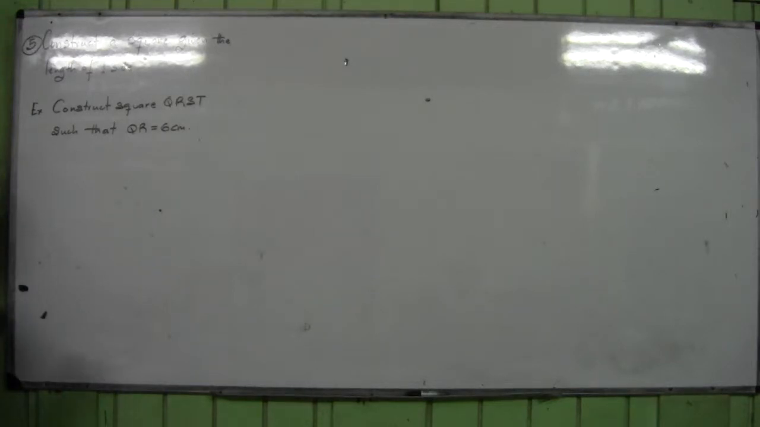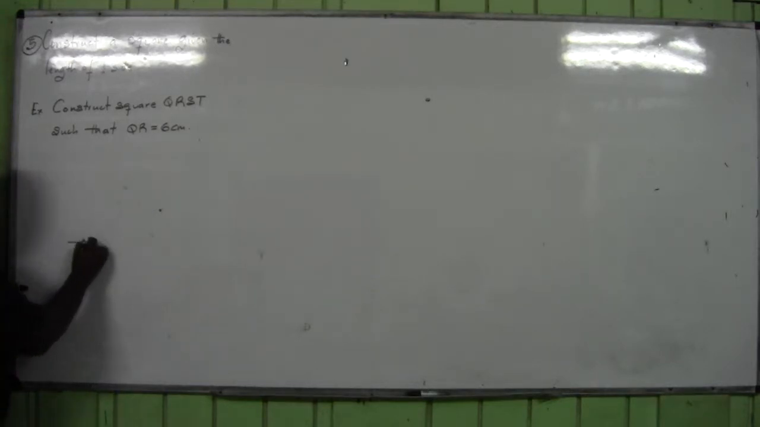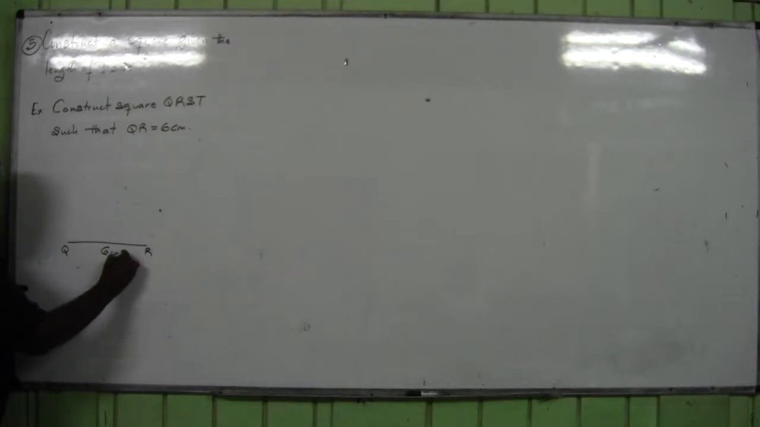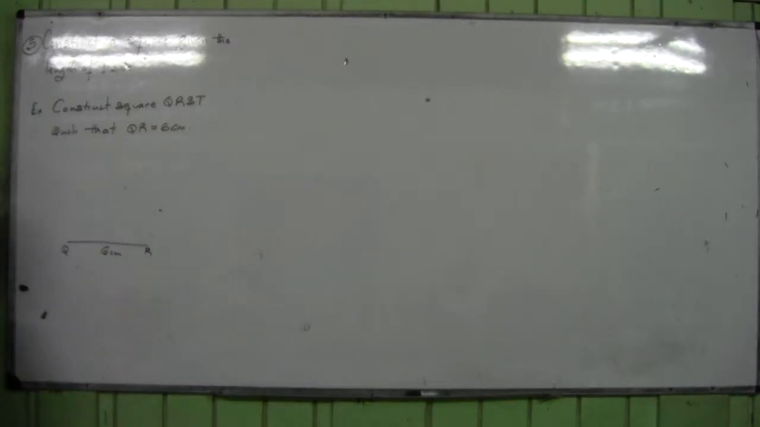Alright, so let's discuss how we're going to do it. So I will start by drawing QR. And QR will be 6 centimeters. If I want, I could put it at Q or I could put it at R, it doesn't matter. But all the angles in a square measure how much? 90. Each of them measure 90 degrees.